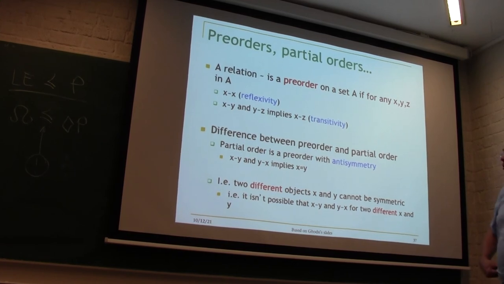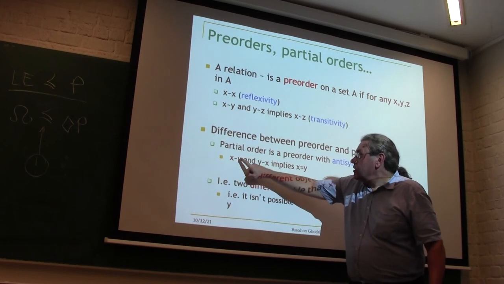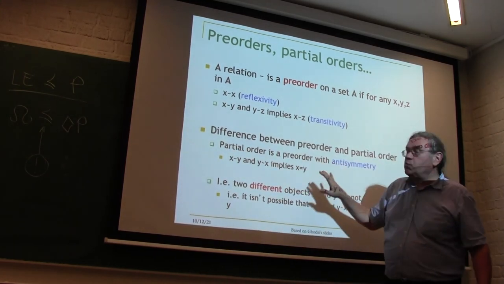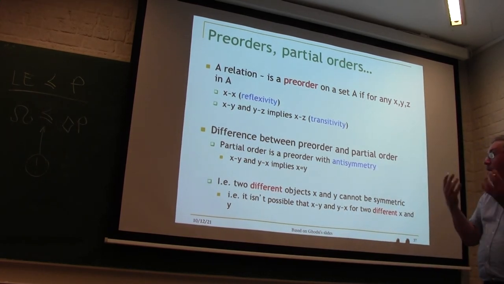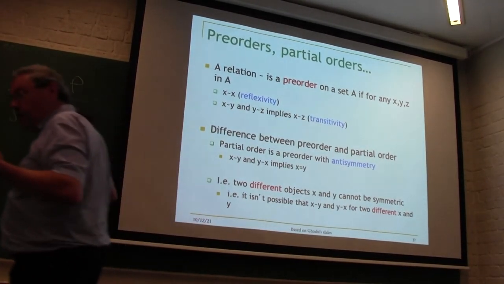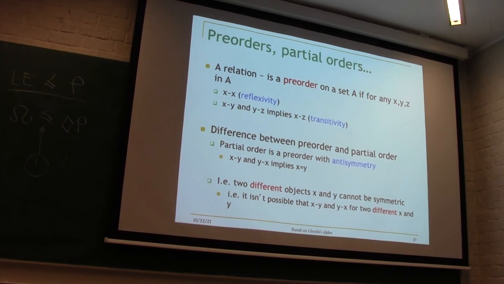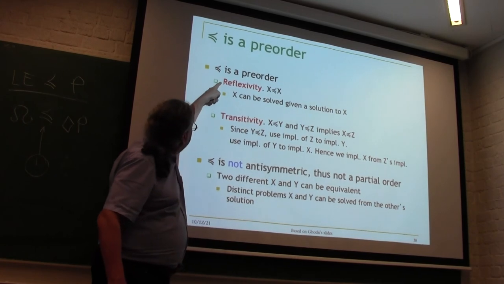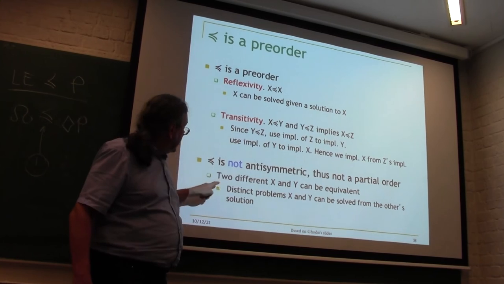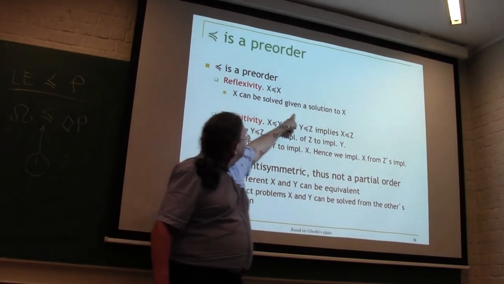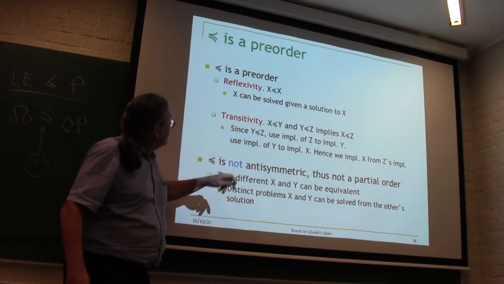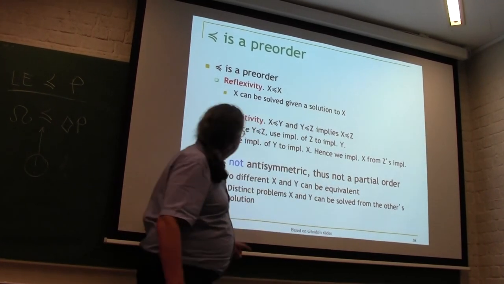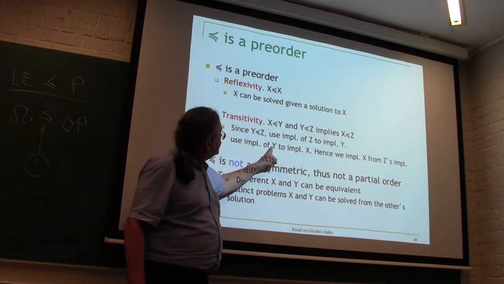This is not the same as a partial order, because in a partial order, if X is related to Y and Y to X, then X is equal to Y. But we don't have that here, because we can have two problems that are just as hard, but they're not the same problem. So it's missing one thing. It's reflexive, it's transitive, but it's not anti-symmetric. Reflexive means X can be solved given a solution to X. That's reasonable, it's just the same algorithm. Transitive: if X can be solved using Y and Y using Z, then of course X can be solved using Z. You use the implementation of Z to implement Y, and then you use the implementation of Y that you got to implement X.